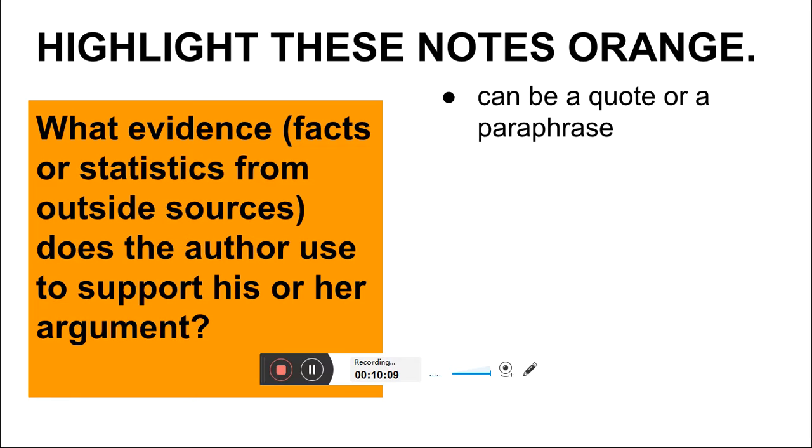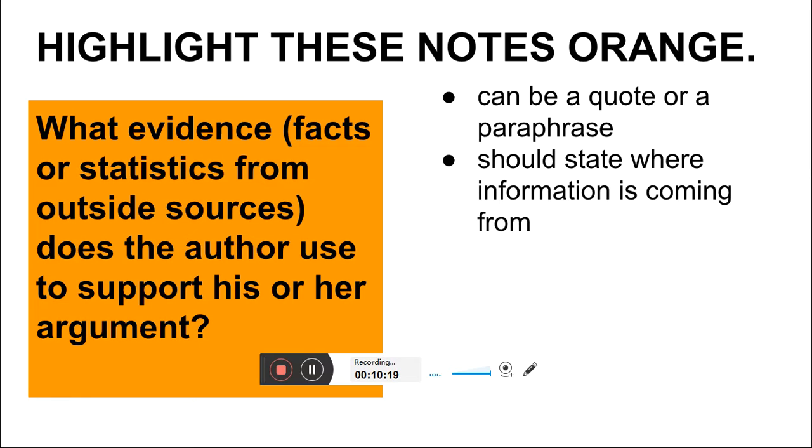But when you're reading other people's argumentative essays, you will notice that oftentimes they will paraphrase evidence, and that's okay. But here's what's very important. Every piece of evidence from an outside source should state where that information is coming from. And we'll study an example of this in the next video.